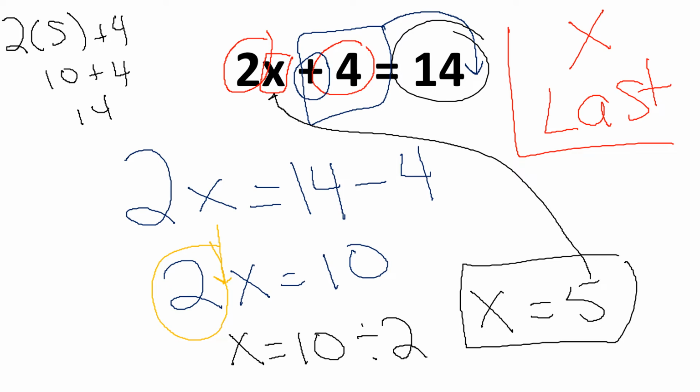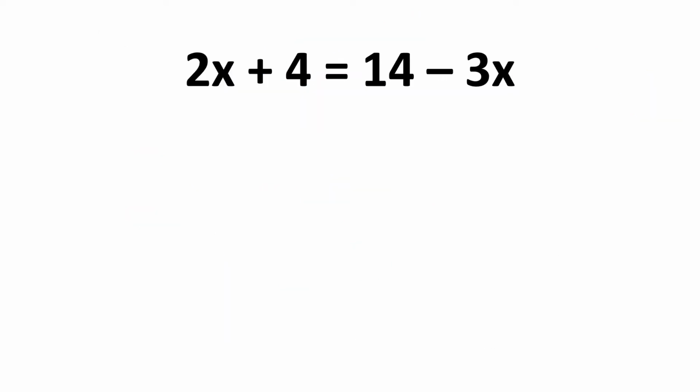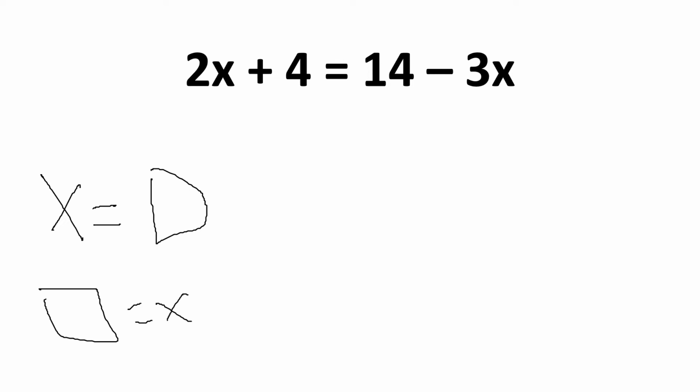Let's take this another step and look at this problem. Now, don't start freaking out because there's more than one x. What we need to do is get our x's together. And for whatever reason, our brains process x equals something better than something equals x. We just like to have x on the left side.